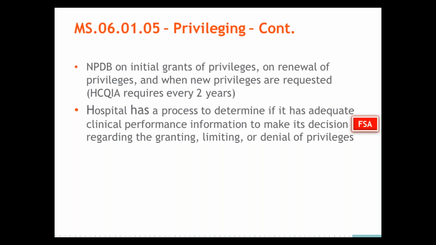The hospital has to have a process to determine if it has adequate clinical information in order to make its decision. So this is another area where the Joint Commission puts it on the hospital. The hospital has to have a process to say, do we have enough clinical information to determine whether or not we can grant, limit, or we should deny these privileges? So again, this is a process that the hospital has to have.